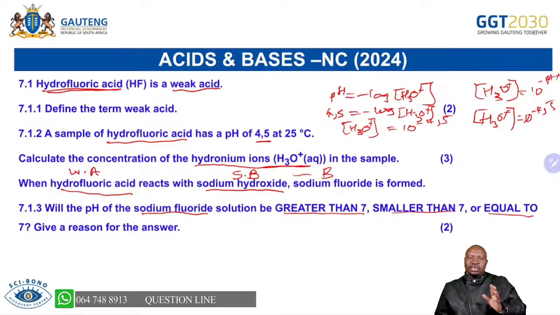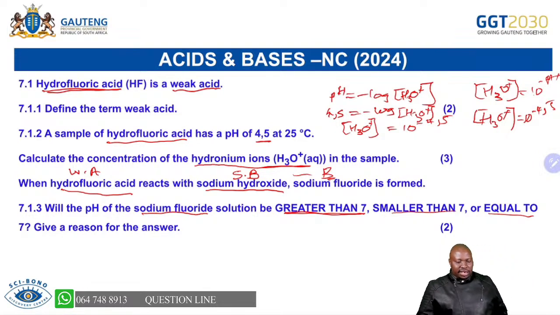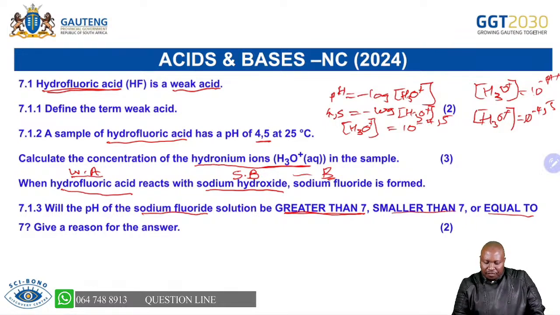So it's important that you see that it's the same question, but now instead of saying acidic, neutral, or basic, we are saying greater than, smaller than, or equal to 7. In this case, it's a strong base and a weak acid, so it will be basic, and because it's basic, it will be greater than 7. You collect your mark, and when they say give the reason for your answer, you say the reason is that it's a reaction of a weak acid and a strong base.